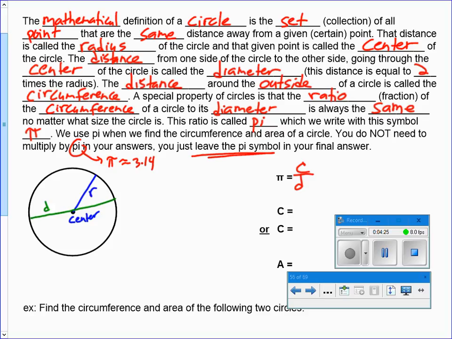If we actually took that ratio and solved it out for circumference, that's where we get one of our formulas for finding circumference: pi times diameter. And since we know that diameter is actually just 2 radius, we can also say circumference is 2 pi times radius.